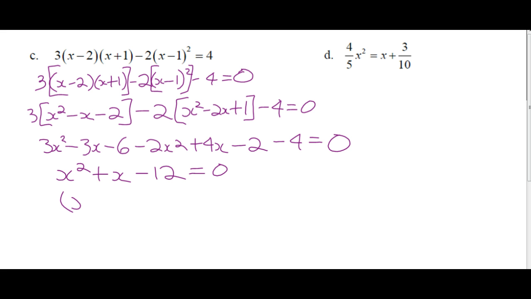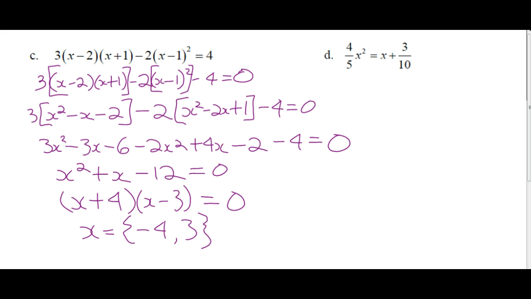Okay, now we factor. We need a bigger plus than a minus. Then I check x squared minus 3 plus 4 is plus 1, minus 12. It's all good. And the solution set in set notation is that x is negative 4 or positive 3.